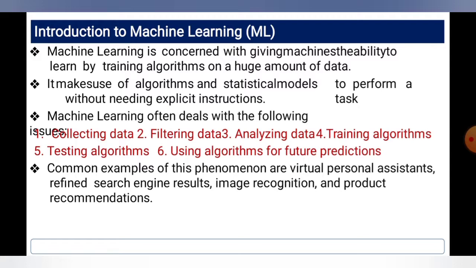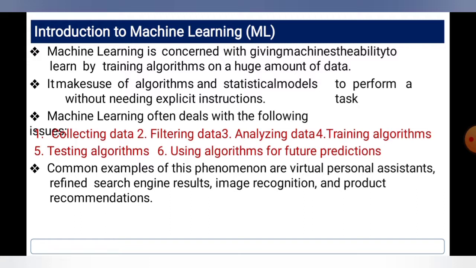Machine learning often deals with the following issues. First one is collecting data. Second is filtering data. Third is analyzing data. Fourth one is training algorithms. Fifth one is training algorithms. Sixth one, using algorithms for future predictions.